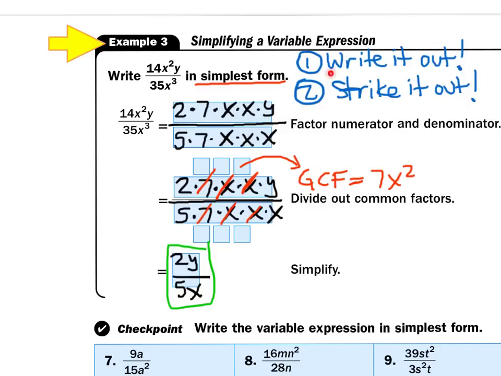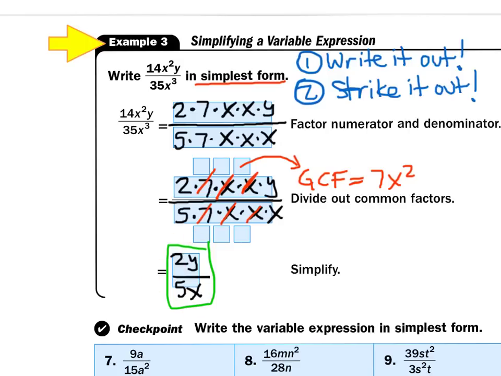Now, after you write it out, you want to strike out the common factors. So notice how they had 7 in the top and the bottom, so I struck it out. They had an x in the top and the bottom, so I struck it out. And they had another x in the top and the bottom that matched, so I struck it out. And so that left me with 2y on top and 5x on the bottom. So 2y over 5x is the simplest form.